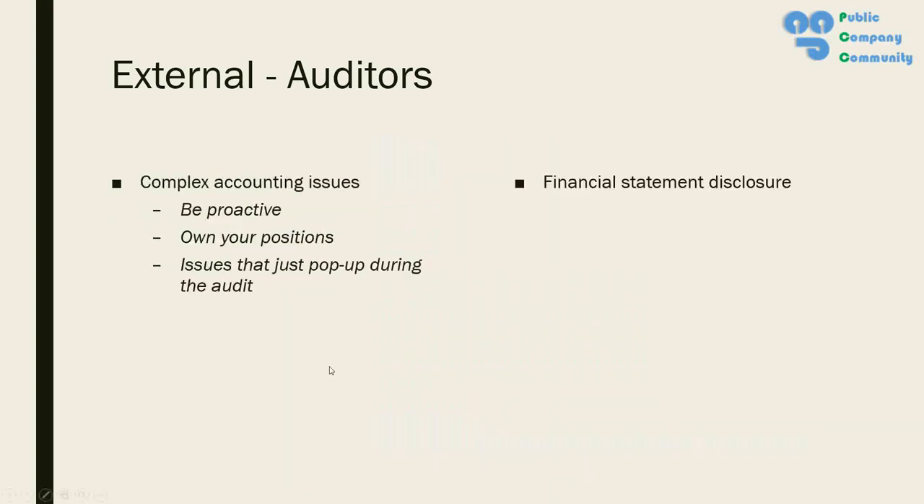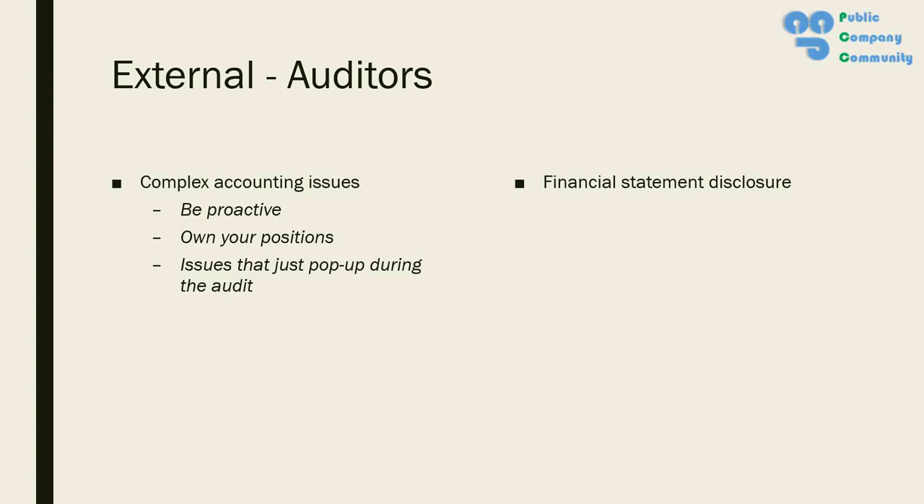So the next thing is with external auditors. Let's talk about how we interact with them and how we interface with them. It's really, really important that we do this right. From a financial reporting standpoint, there's typically two main types of issues that are going to come up. You've got complex accounting issues or other challengeable accounting issues, and then you've got financial statement disclosure, just the wording of things, of how you're putting them in the footnotes and in the financial statements.